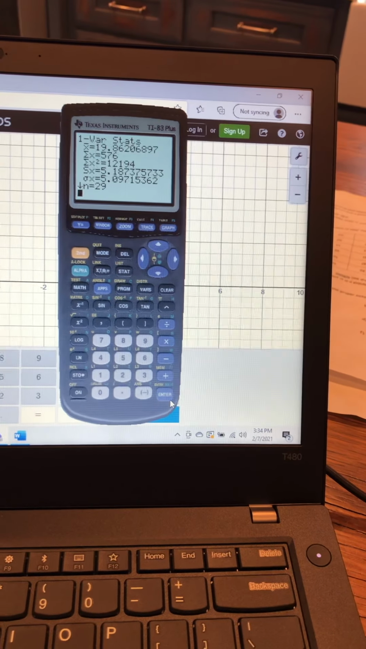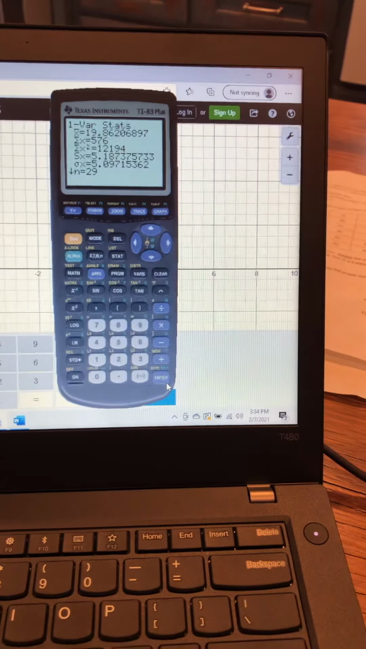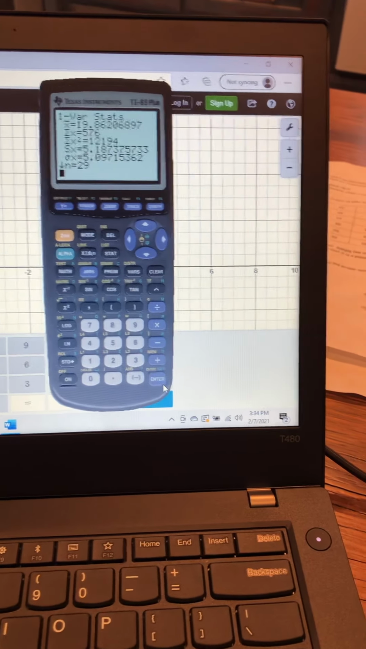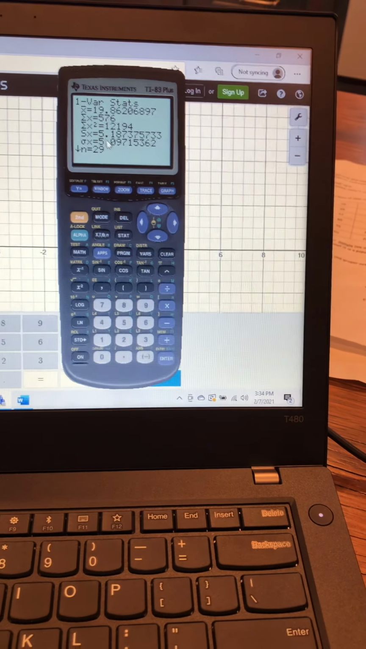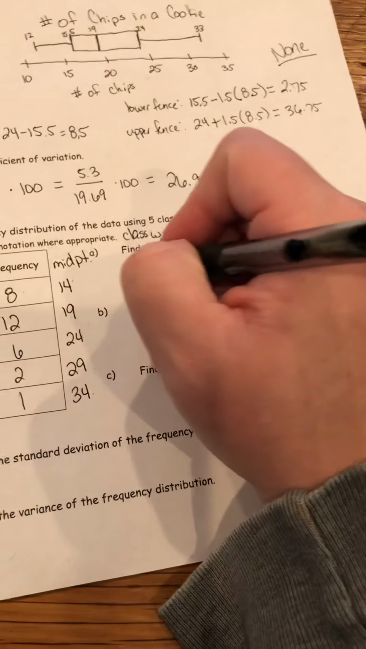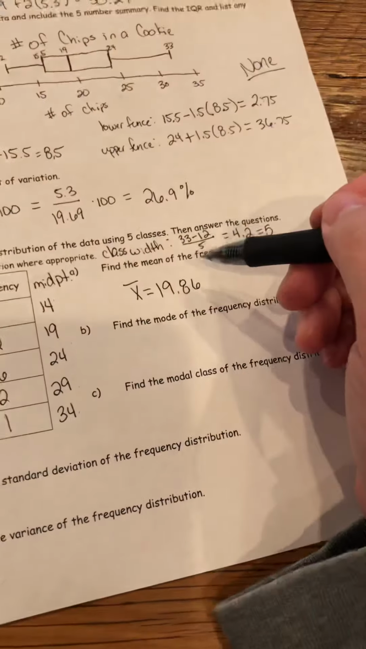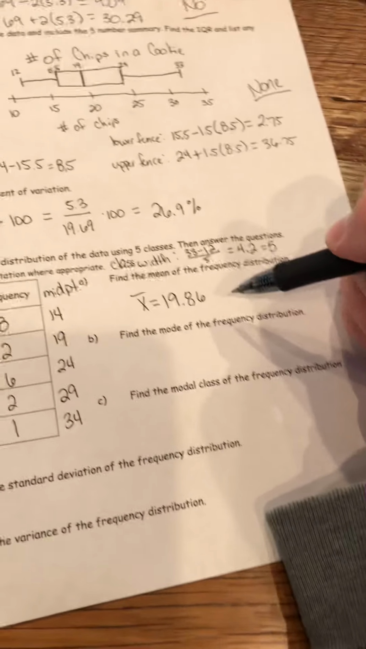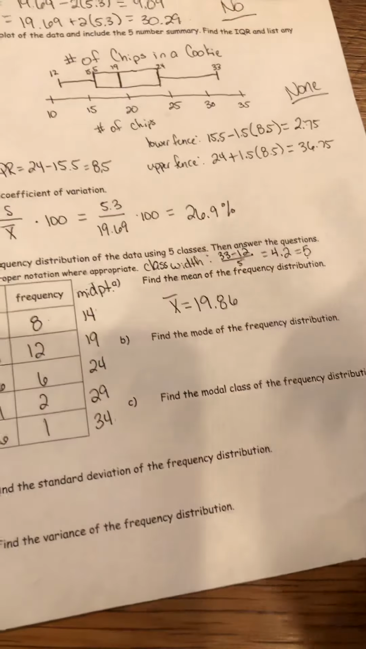Now, it should be close to what you had originally, but it won't be exact, because originally we had the original data numbers. Now we're assuming they're all the midpoints. So my mean, my X bar, is 19.86. I'm going to write that down. X bar is 19.86, and originally my X bar was 19.69. So it's still close, but it's not exactly the same.